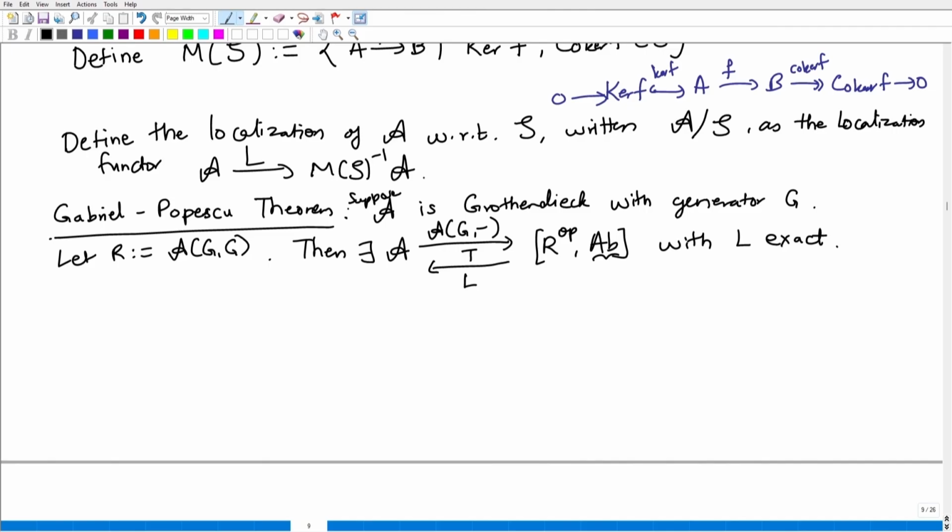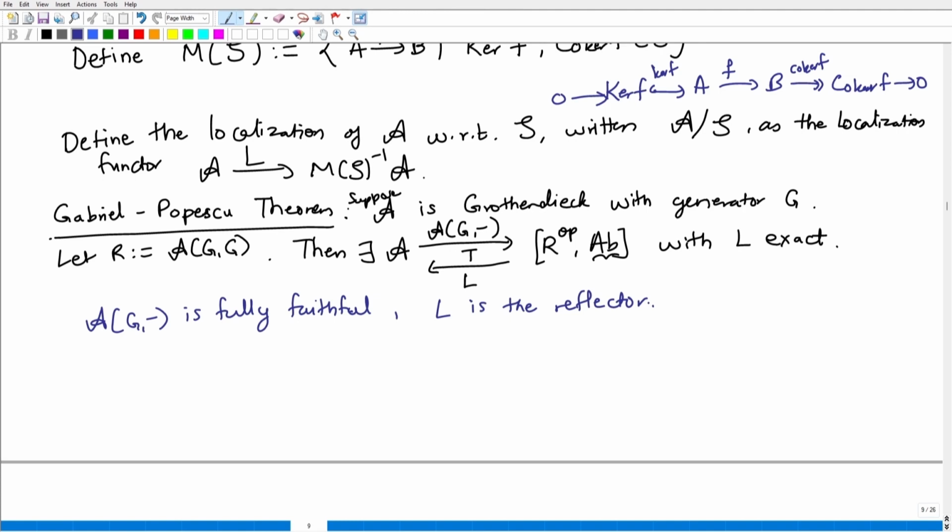So what exactly am I saying here? That there is a diagram. Let me try to unravel some of the things. So A(G,-) is fully faithful. Do you remember, if the right adjoint is fully faithful, then what do we call the left adjoint? Reflection. Yeah, reflector. L is the reflector.